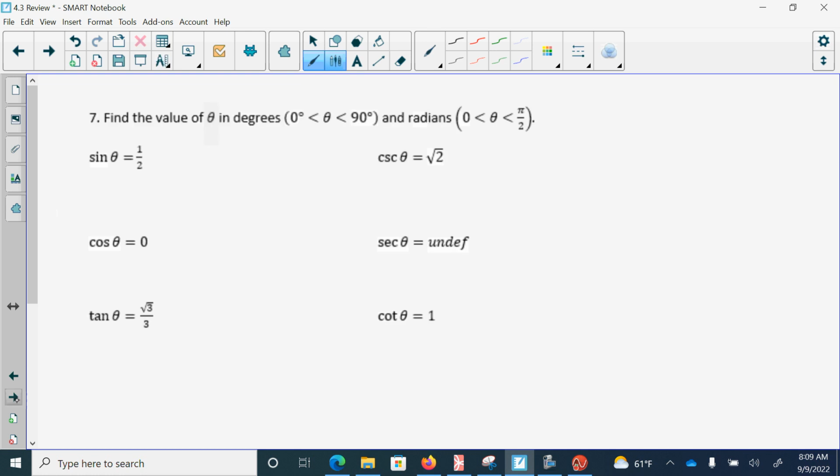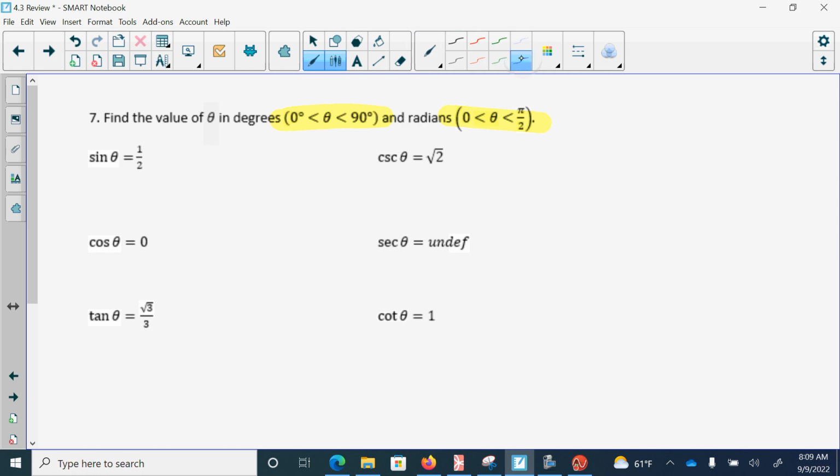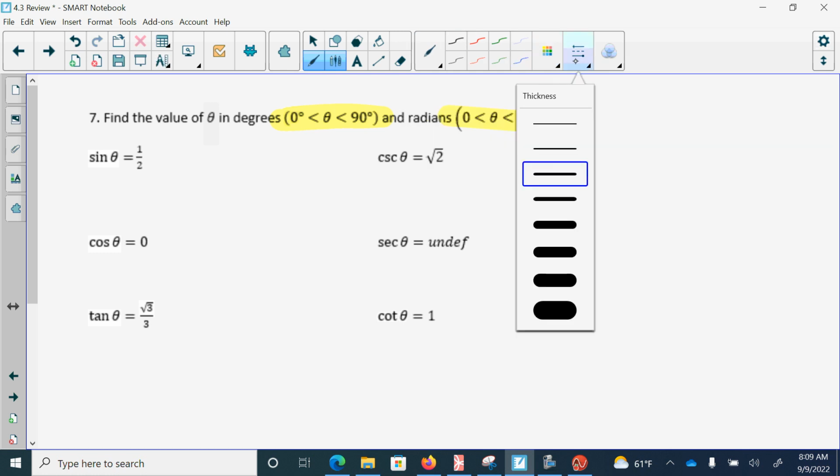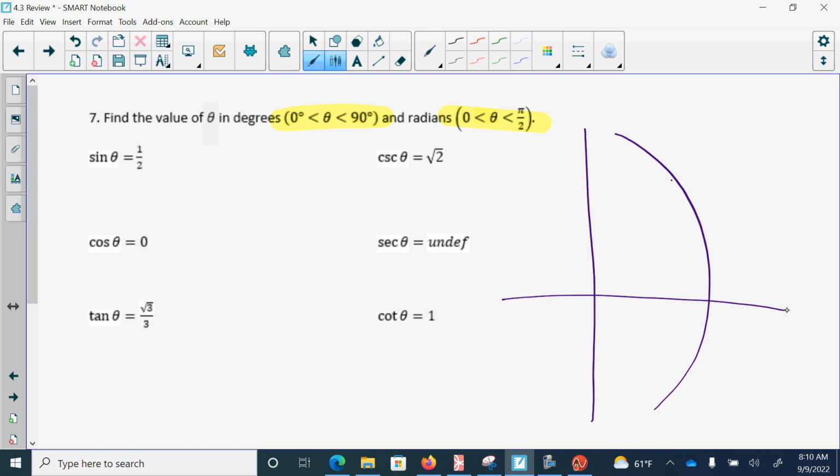Okay, and the last one says find the values in degrees, and it says theta is between 0 and 90, or 0 and pi over 2. That's just telling me that I'm looking in the first quadrant. I'm only picking values that are in the first quadrant. So if I do that, I'm looking at my unit circle and I'm just focusing on this first quadrant.